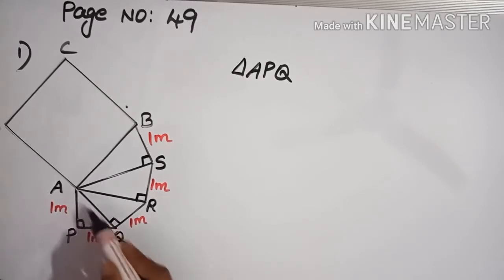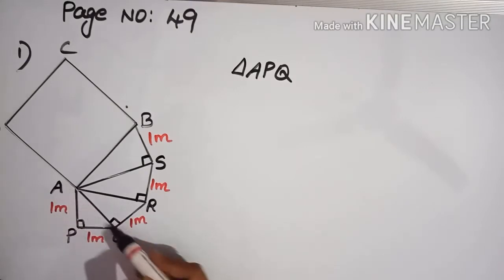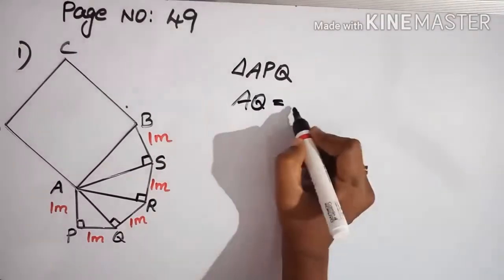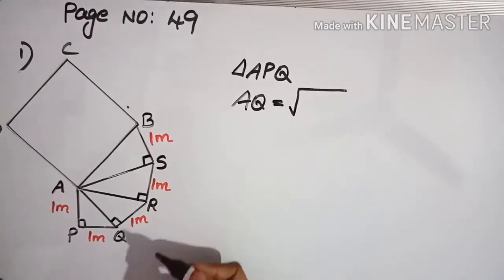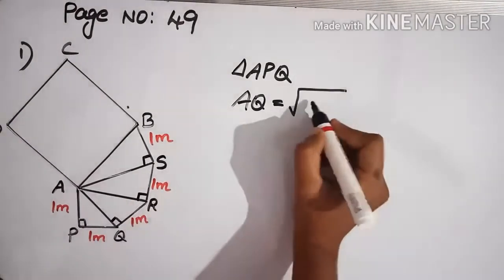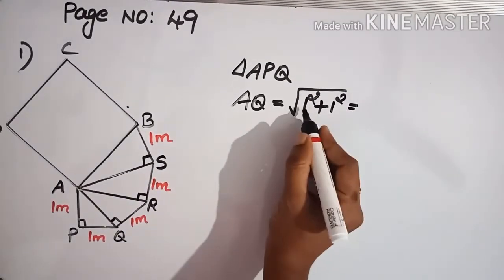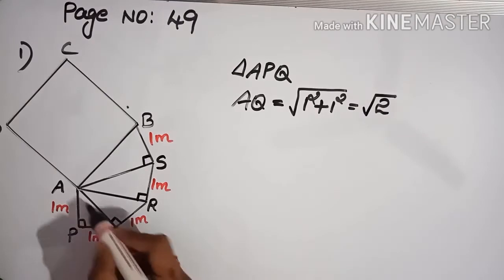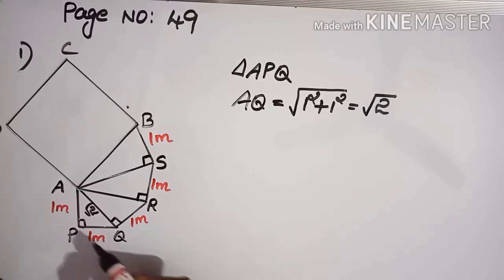What is the hypotenuse? In the previous problem we proved it, and we can directly apply the Pythagoras theorem. The hypotenuse here is AQ. AQ equals root of base square plus altitude square. I am not writing the equation, you already know that. Base square means 1 square plus altitude square, again 1 square. So 1 plus 1, total is root 2. We got AQ as root 2.